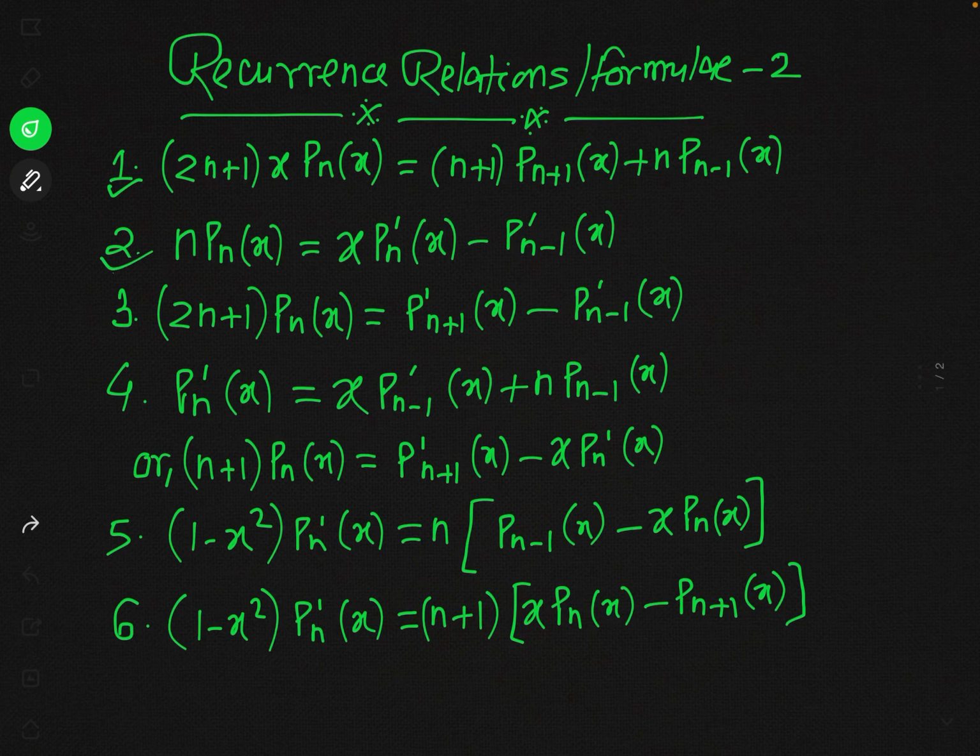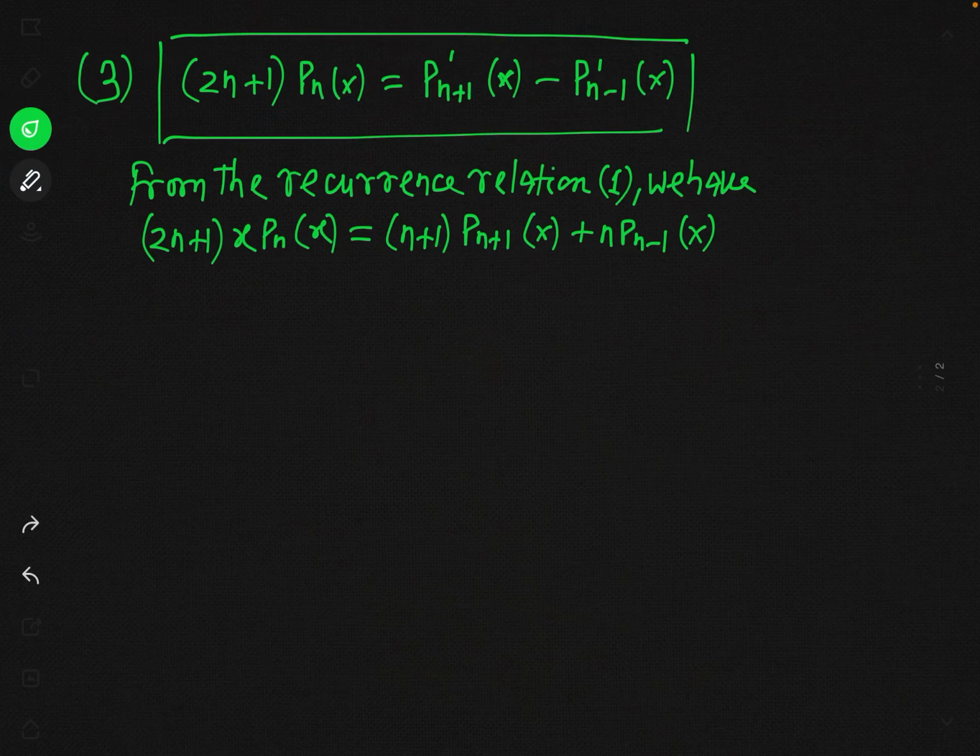First of all, we will see the derivation of the third recurrence formula, which is (2n+1) Pn(x) = Pn+1'(x) - Pn-1'(x). Let us see the derivation of this third recurrence formula. We will start with the first recurrence formula, which we have already studied earlier, and starting with it we can get the third recurrence formula.